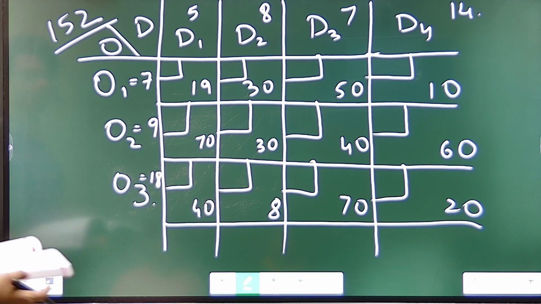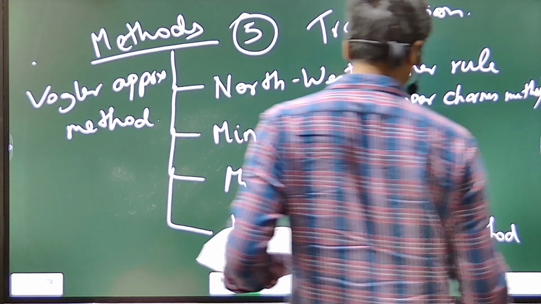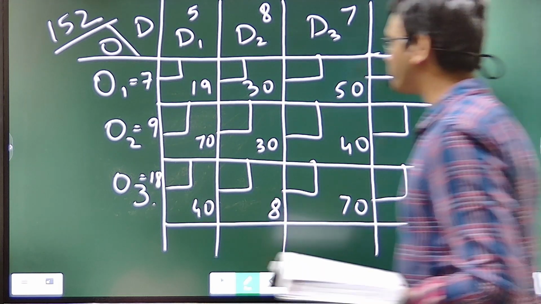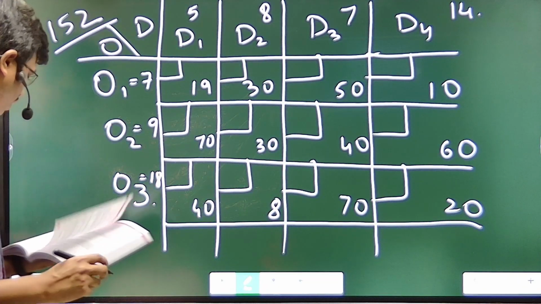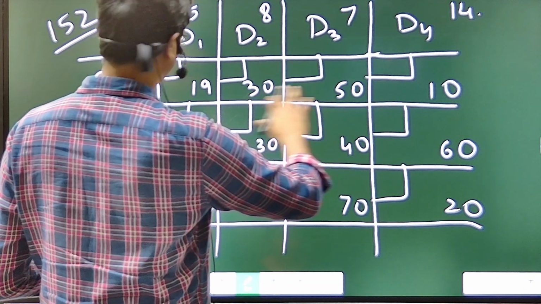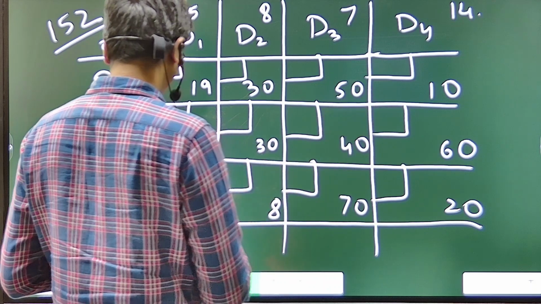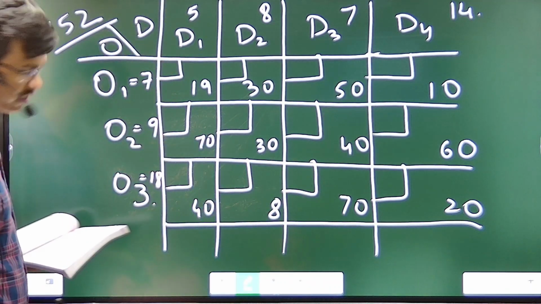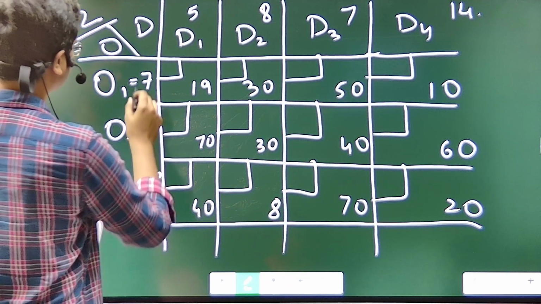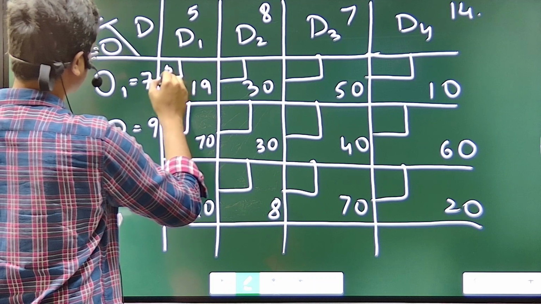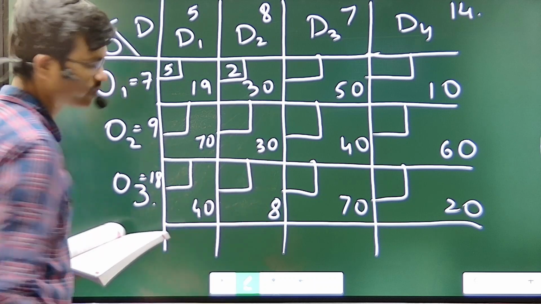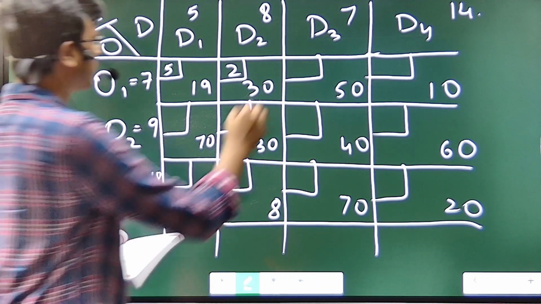Now we are going to look at the first method, the northwest corner rule method. In this method, we will not look at anything. You will just start distributing. You have 7 units. You will not look at the least cost or anything. So 7 units: this can take 5 units, this can take 8. You have balance 2. You are done. The rest will be 0 and 0.